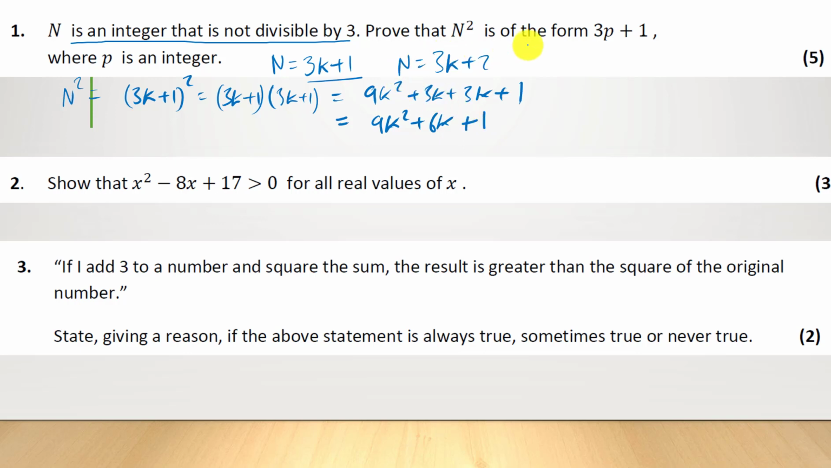Now we need to show it's in this form 3p plus 1. So let's just try and factorise 3 out. So that will be 3 times 3k squared plus 2k, and we have our plus 1. Now can you see this could be p, so this is in the form 3p plus 1, and p will be an integer.